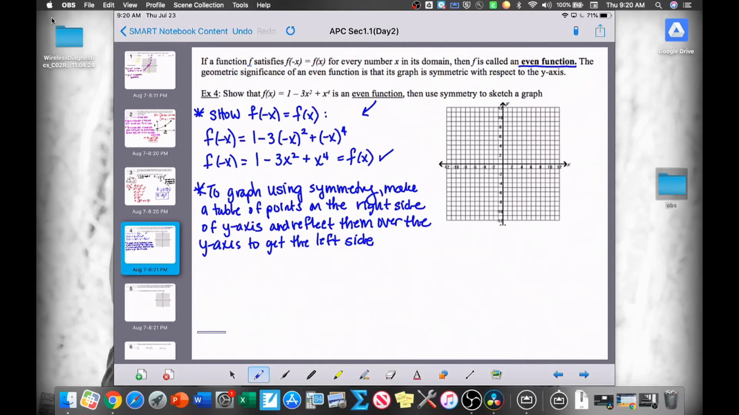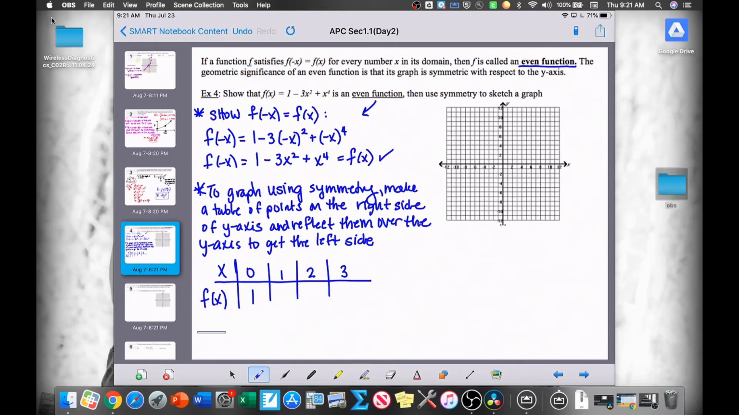It really doesn't matter. Okay, so I'm going to just build a quick little table here, and I'm going to choose x values that are on the right side of the y-axis. So how about 0, 1, 2, 3. And I am just going to plug those into my f of x function. You can do this in your head, you can do this on your calculator, it doesn't matter. We're just plugging some numbers in and getting some values of our function. So when x is 0, 1 minus 3 times 0 squared plus 0 to the 4th is going to give us 1.